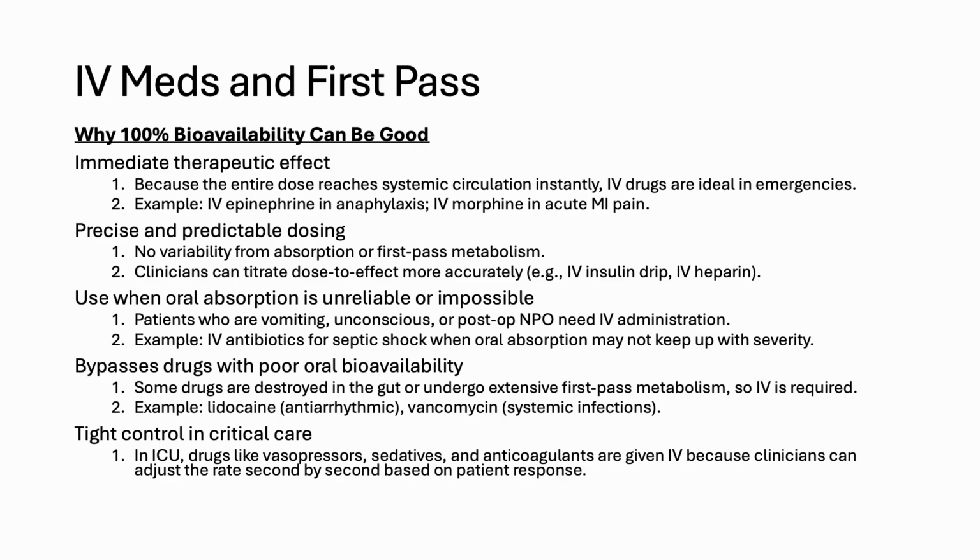It allows for very precise dosing because there is no variability from absorption. Doctors can titrate dose to effect more accurately. What does that mean? When you are giving someone an IV insulin drip, you can continuously monitor their blood glucose, and you can see immediately what happens to the blood glucose when I turn up the IV insulin a little bit, and what happens when I turn it down a little bit. You get immediate feedback for your clinical decisions when you have an IV drip.